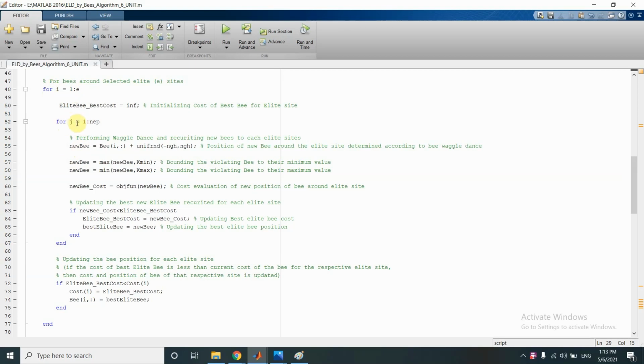So this for loop will run NEP number of times, and in each iteration we take a newbie, send it to the elite site, and it will take up a position in and around that elite site. For finding the position in the neighborhood of that elite site, we have the radius, that is we have the NGH value. Now we generate a random number between minus NGH and plus NGH and add it to the initial position of the elite bee that has returned.